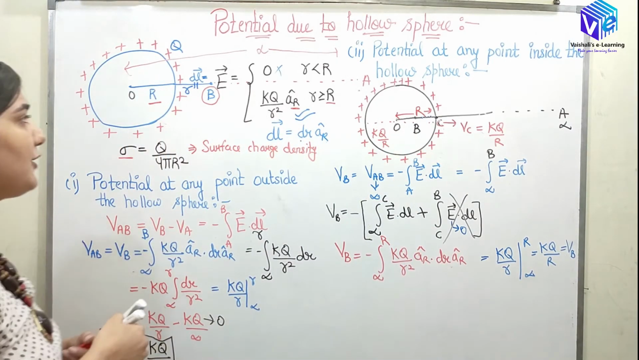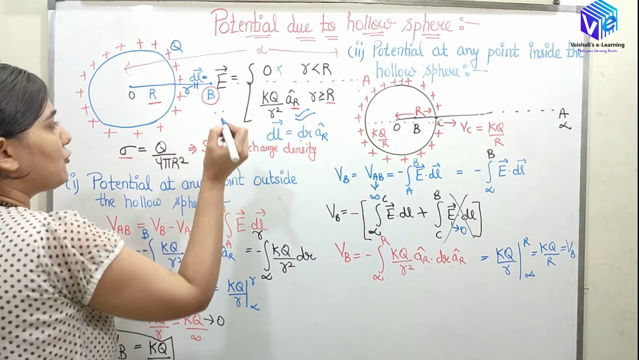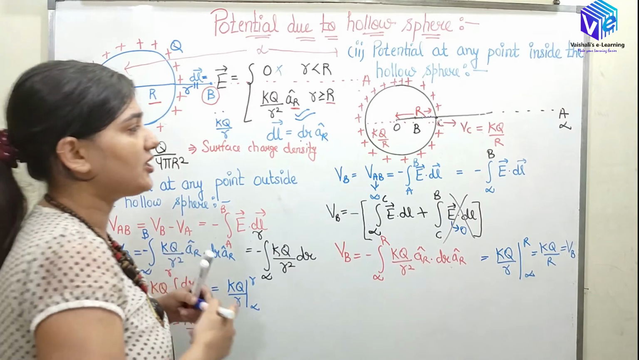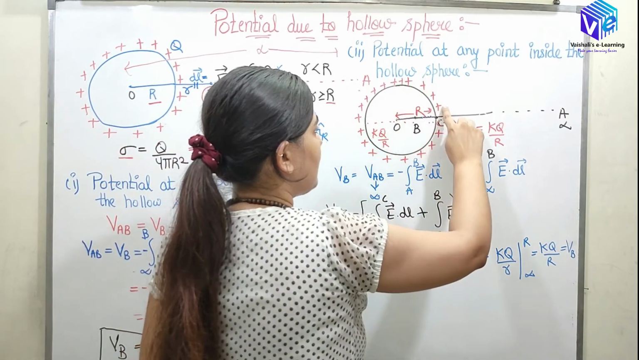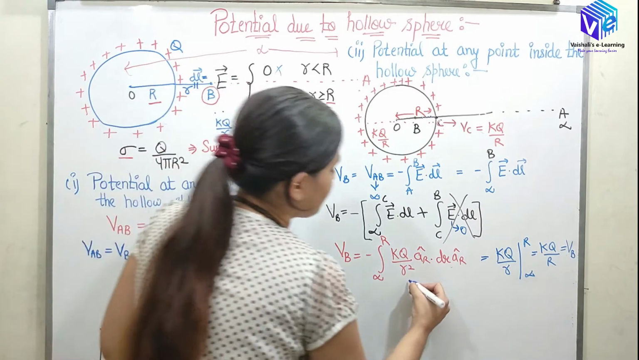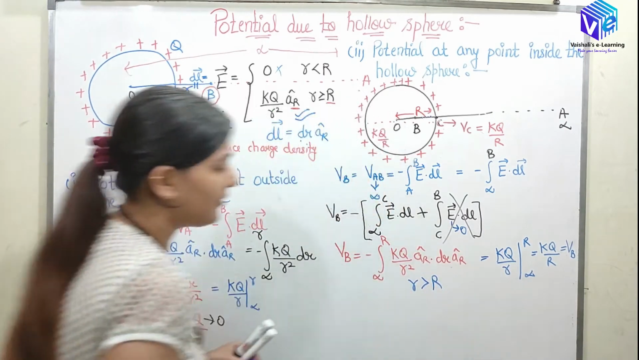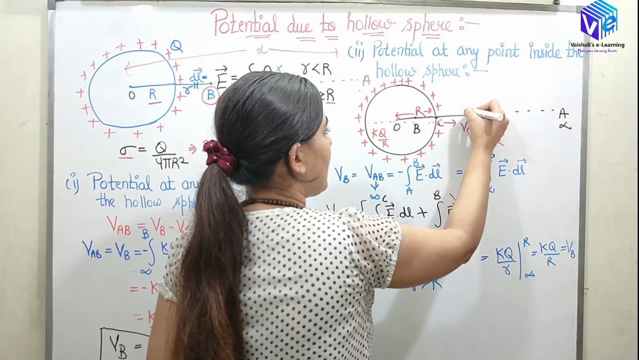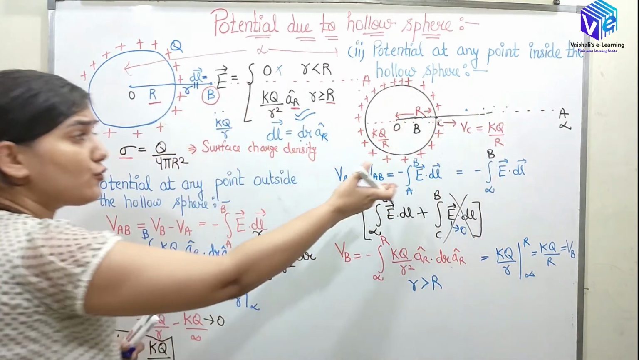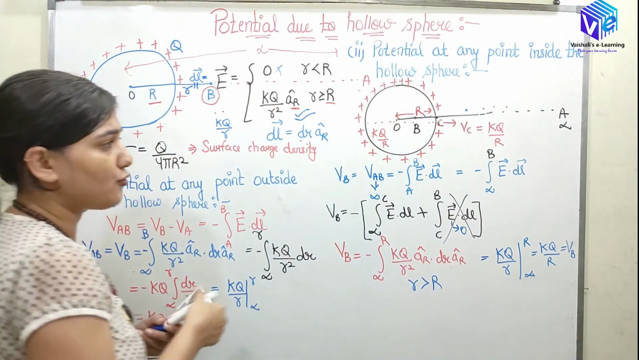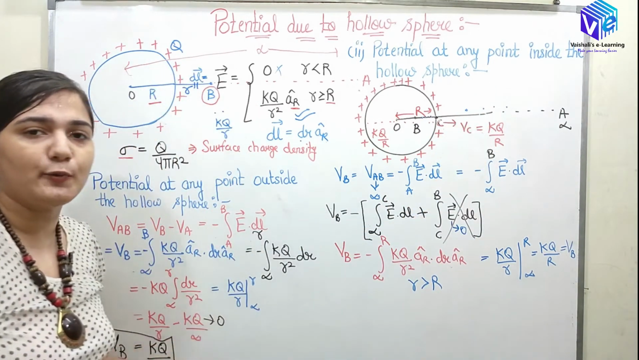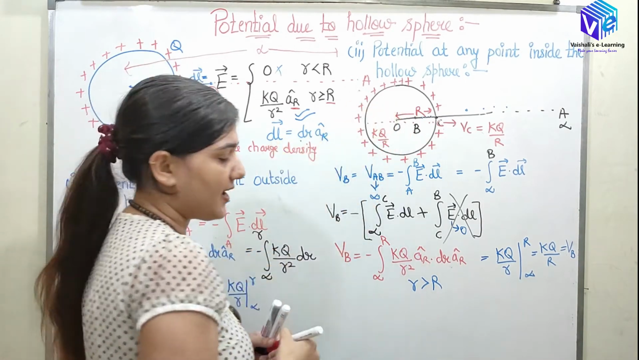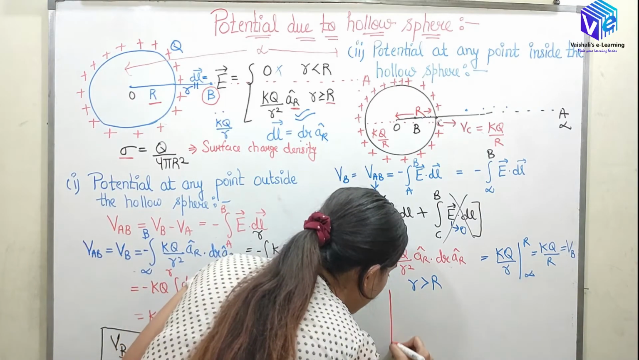Now if I talk about an outside point, at the outside point it will be KQ upon small r. So the potential is maximum in this region and it will be decreasing, because small r is greater than capital R. The value of small r will be higher, somewhere here, which will be greater than the capital R. So I can say the potential at an outside point will be lesser than the potential at any point on the sphere or inside the sphere.